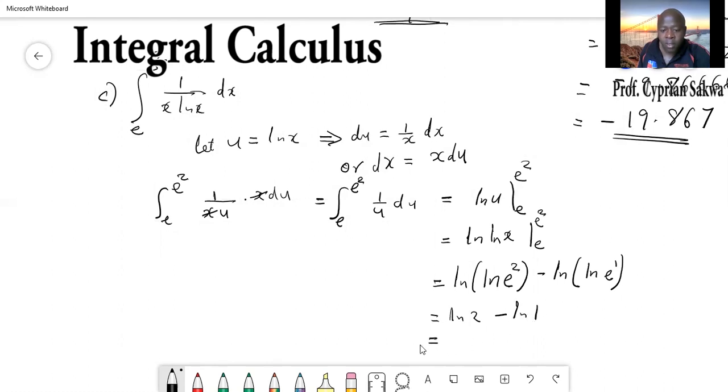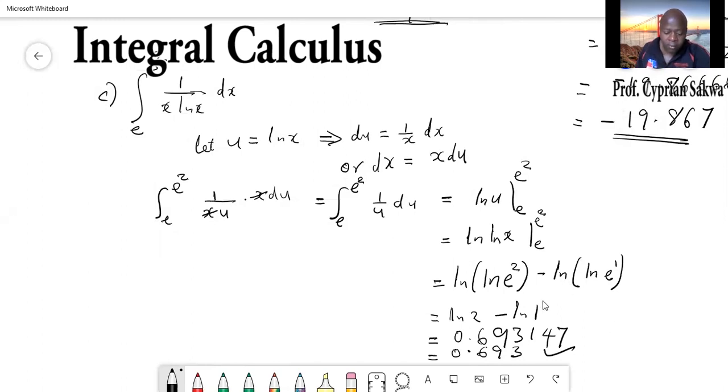So at this point you can just use your calculator. We have ln of 2 minus ln of 1, and that gives you 0.693147 and so on, but the answer is required to 3 decimal places, so I would write 0.693 as the answer.